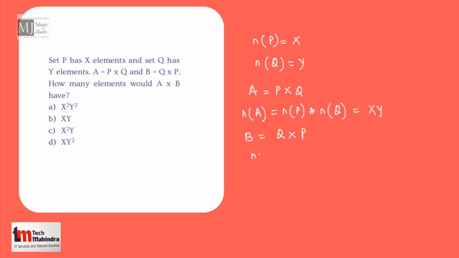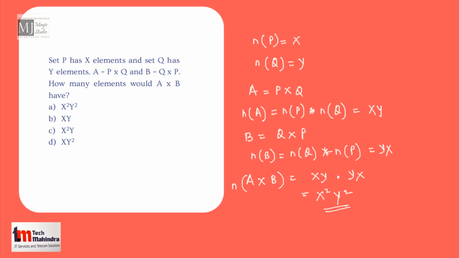Now B is Q cross P, so the number of elements in B should be the number of elements in Q multiplied by the number of elements in P, that is again y into x. How many elements are there in A cross B? In A cross B, it is the number of elements in A into the number of elements in B, both mean the same. 1 into 2 is the same as 2 into 1. That would be x square y square. Simple concepts on set theory depending on cardinal count. Option A fits in.